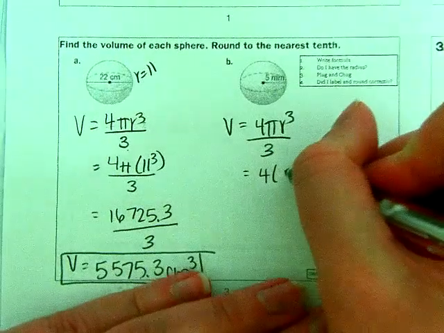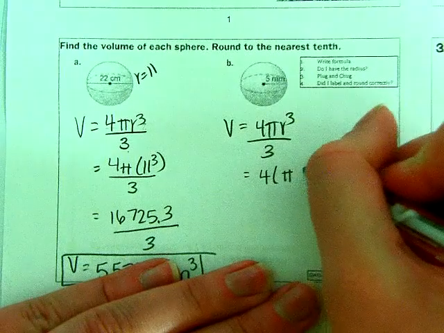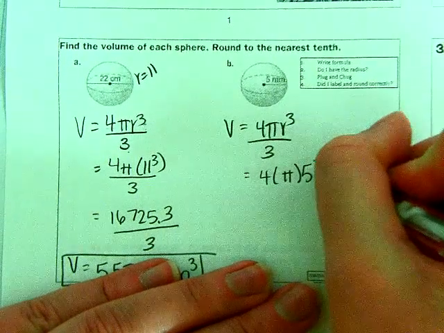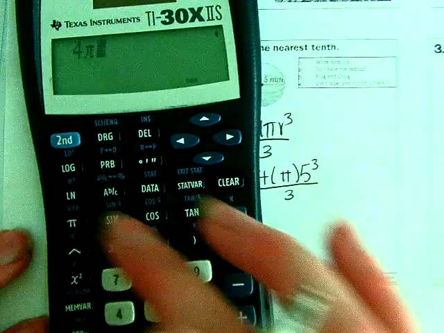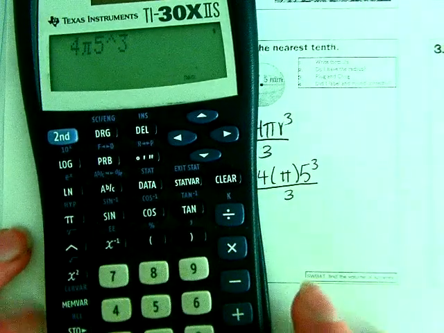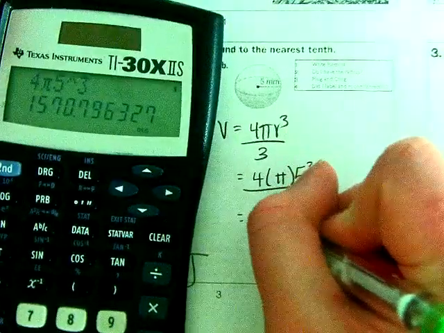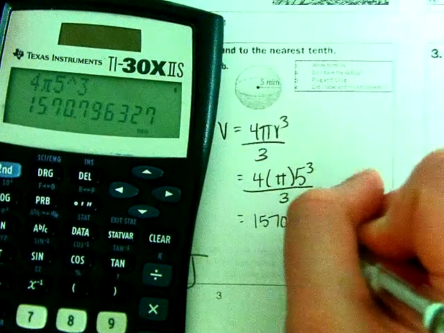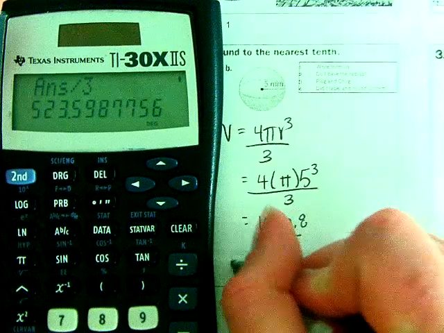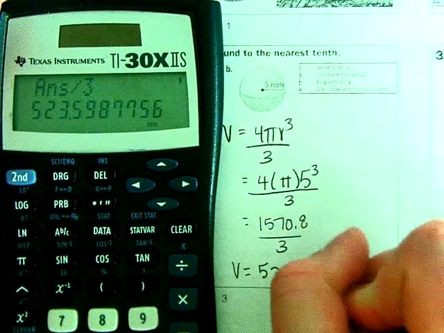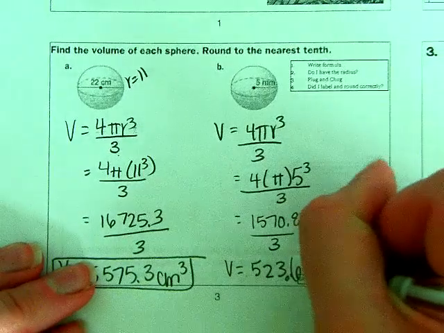Same thing over here. 4 times, if you use 3.14, you might get nicer numbers. 4 pi 5 cubed over 3. So 4 pi 5 to the third, we get 1570.8. Divide that by 3. We get the volume is 523.6 millimeters cubed.